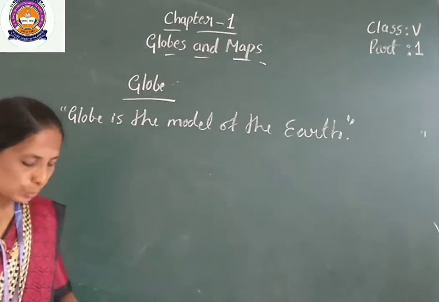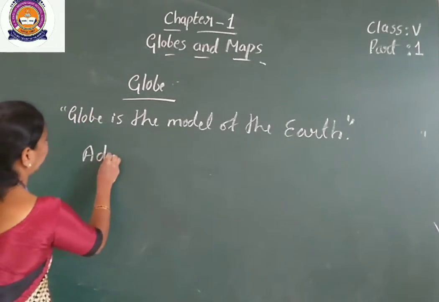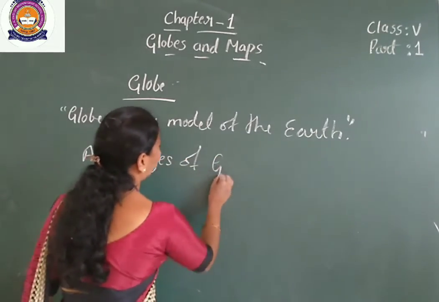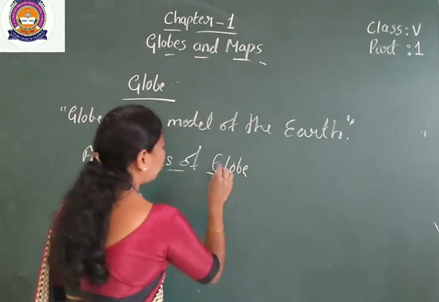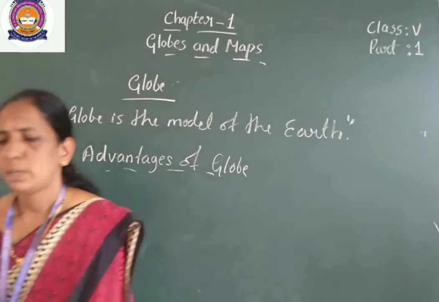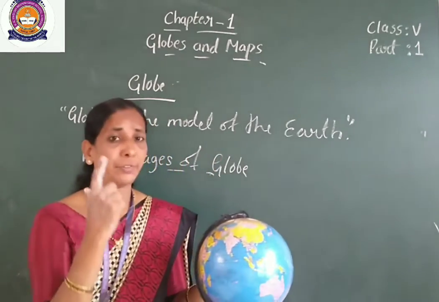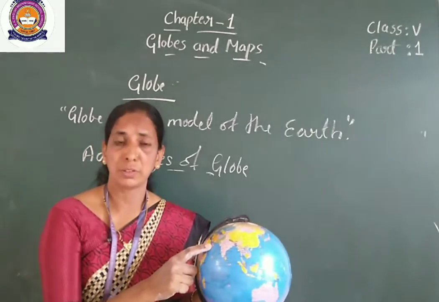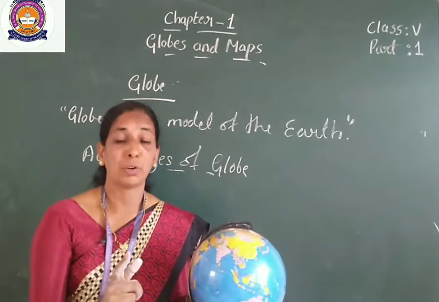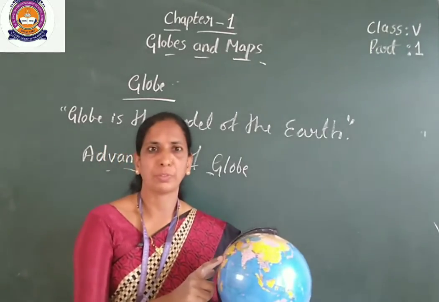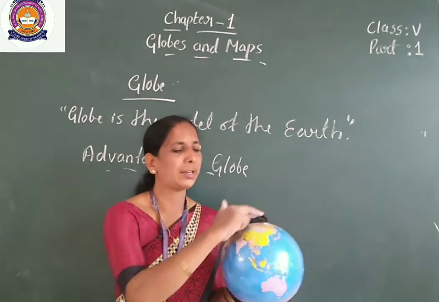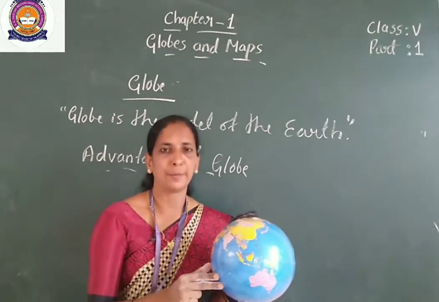Advantages of globes. See here. What is the advantage of the globe here? We can't identify the landforms in detail. We can't identify states and small towns also. Some locations and other information we can't identify here in detail.